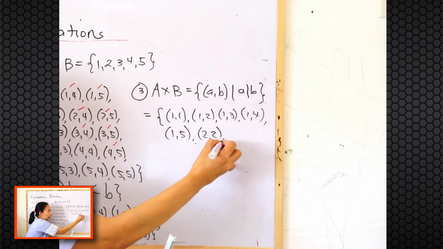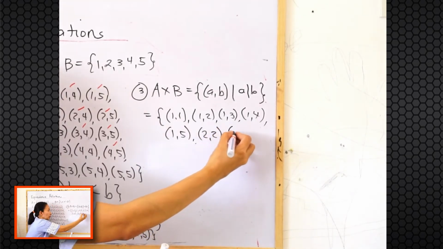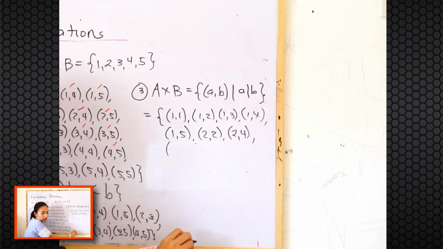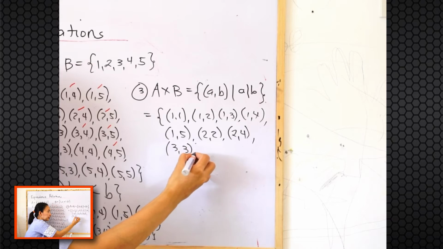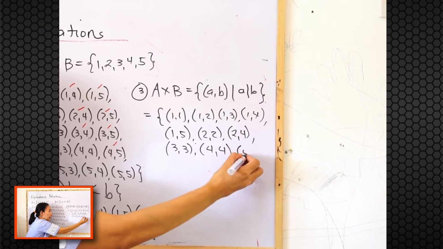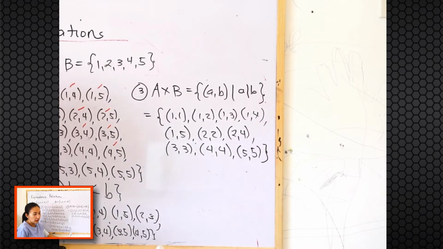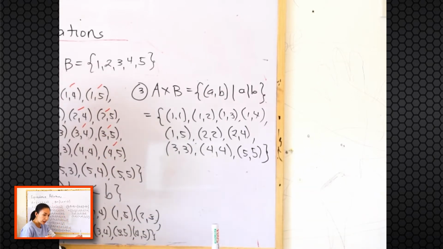(2,2). Correct? How about (2,3)? No. (2,4). Correct? Next. Anything else? (3,3). Next, (4,4). And finally, (5,5). So these are the elements of this relation: all ordered pairs such that the first number divides the second number. In short, the first number is a factor of the second number.